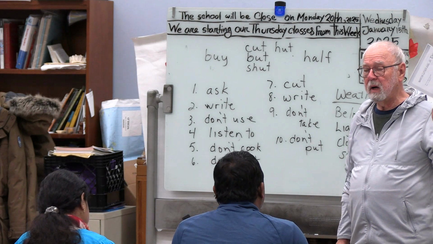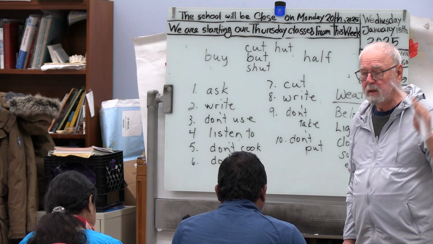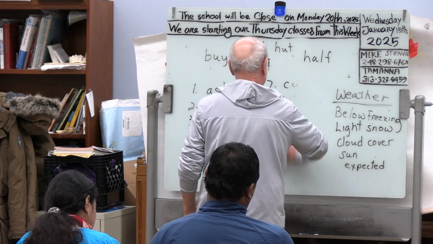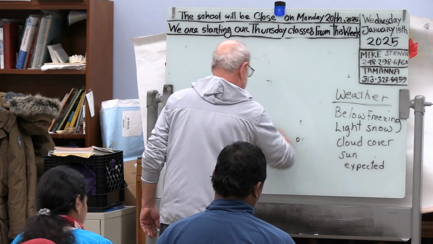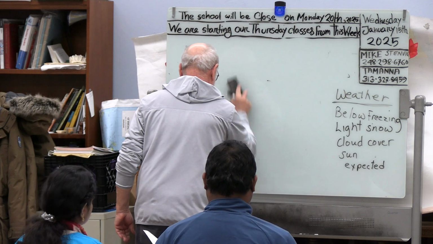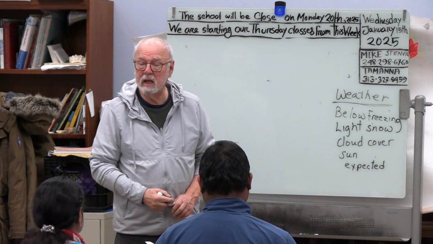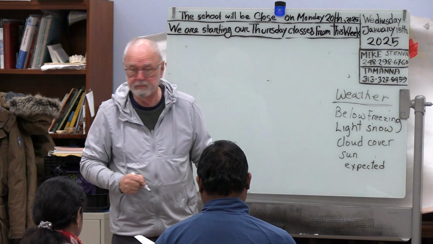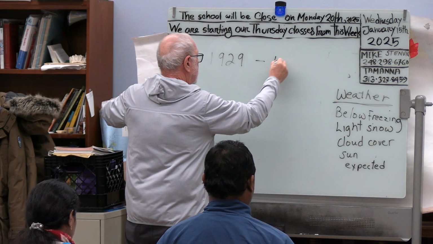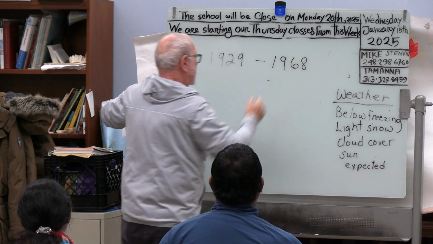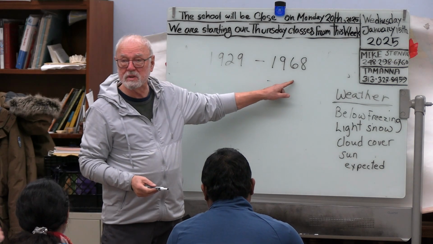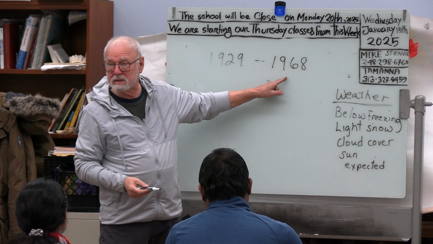This is a very famous picture of this man. So before I start, I want to put this up. Today is Martin Luther King's birthday. He was born in 1929. He was killed in 1968.